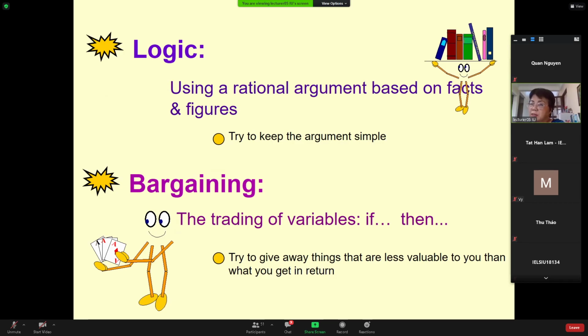We share the emotion. We talk about the logic and we use that to bargain. The trading of variables: if-then. Try to give away things that are less valuable to you in exchange for what you get in return. So bargaining. We try to analyze, we try to bargain the things.